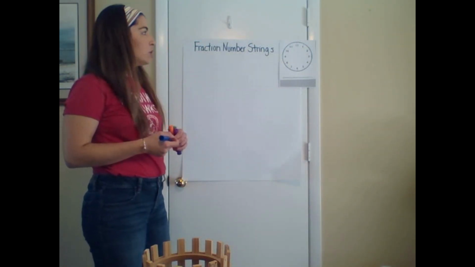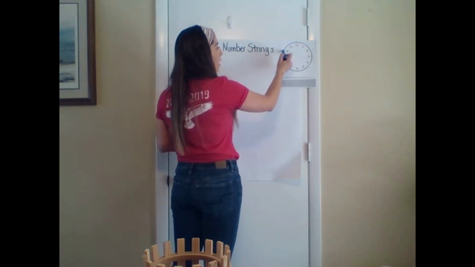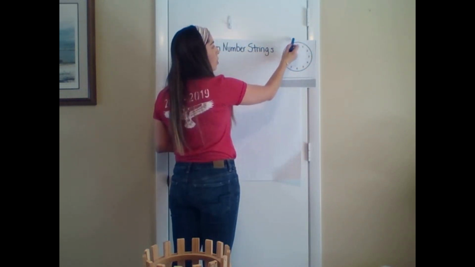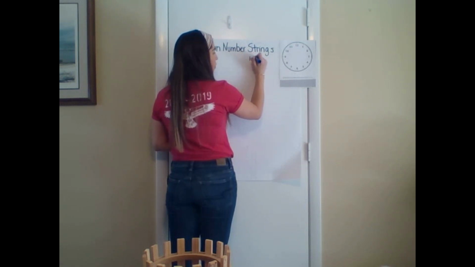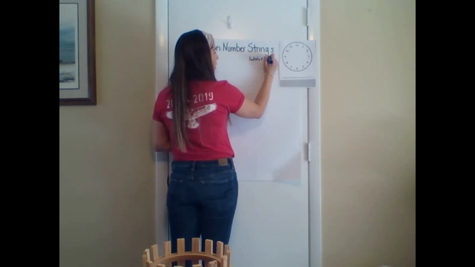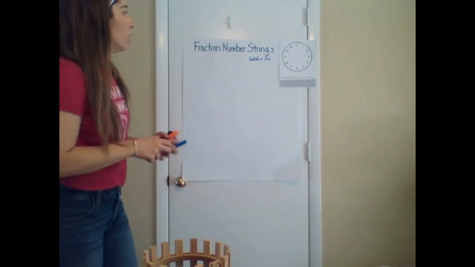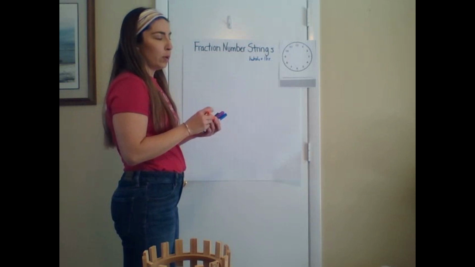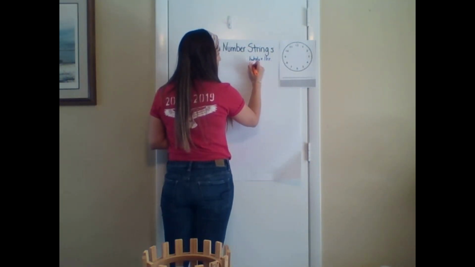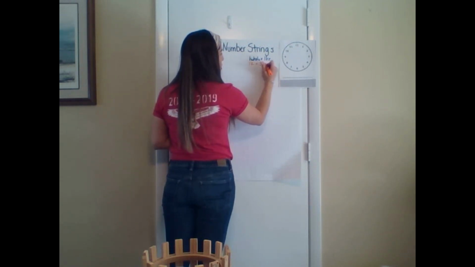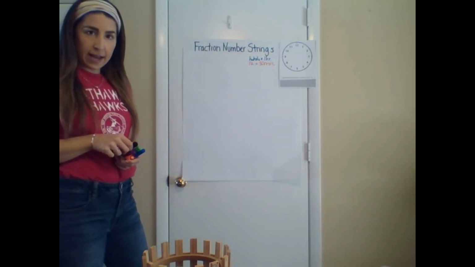So the first thing we need to know is that a whole equals 1 hour. So 1 whole equals 1 hour. The next thing we need to remember is that 1/2 equals 30 minutes.